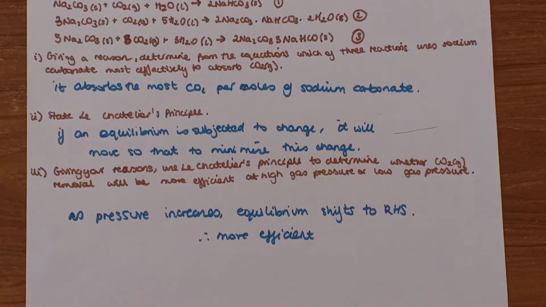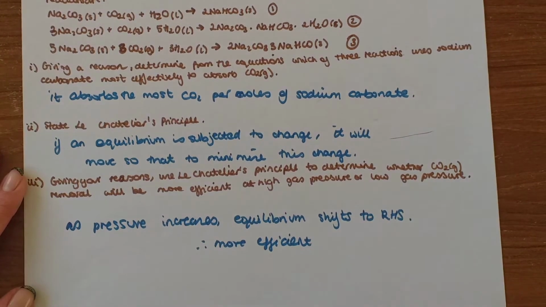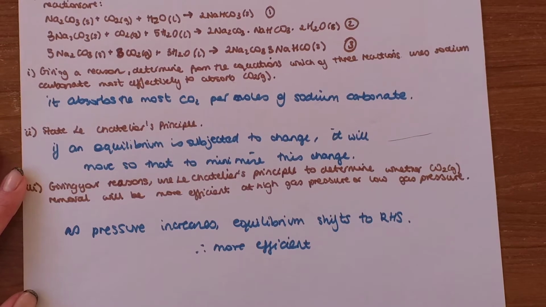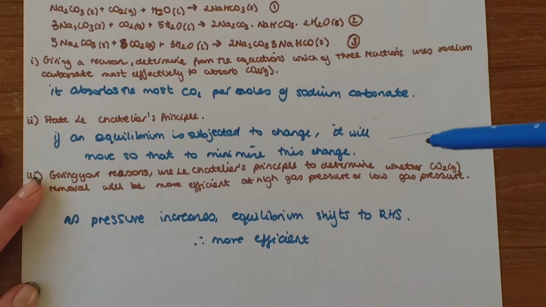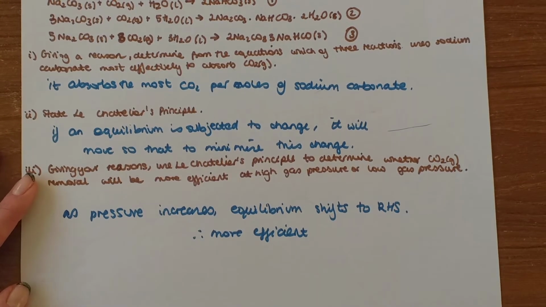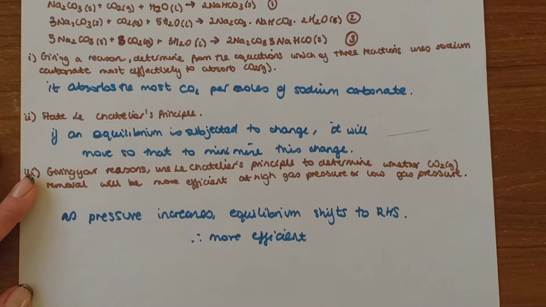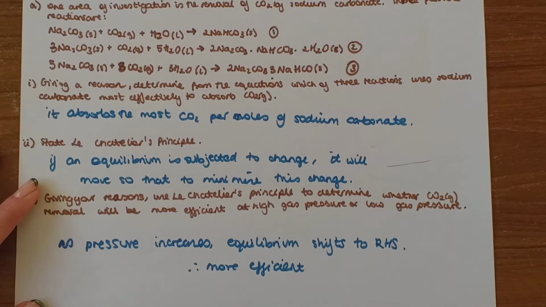If you already know the principle, you can just write that Le Chatelier's principle states that if an equilibrium is subjected to change, it will move so as to minimize this change. And this basically means that if we increase the temperature of a reaction, the equilibrium will shift so that this change is minimized. So, for example, the next part of this question says, giving your reasons, use Le Chatelier's principle to determine whether carbon dioxide removal will be more efficient at high gas pressure or low gas pressure. So this is an example of minimizing the change.